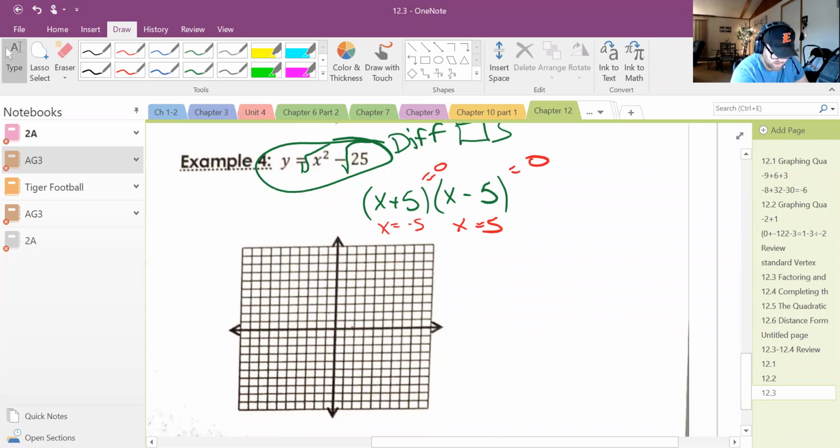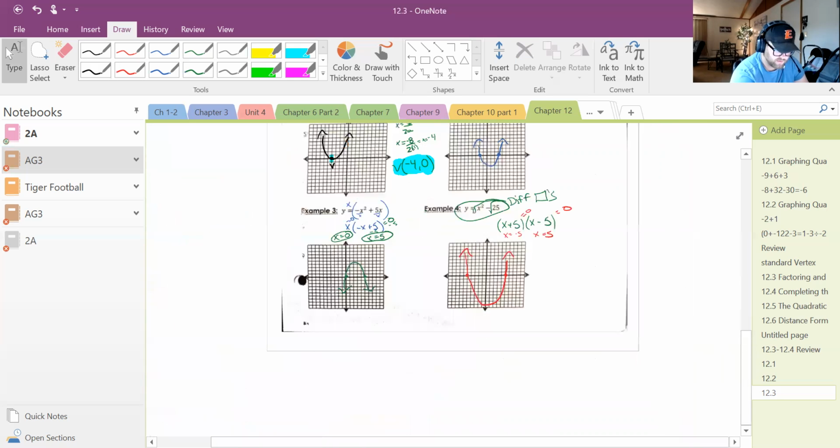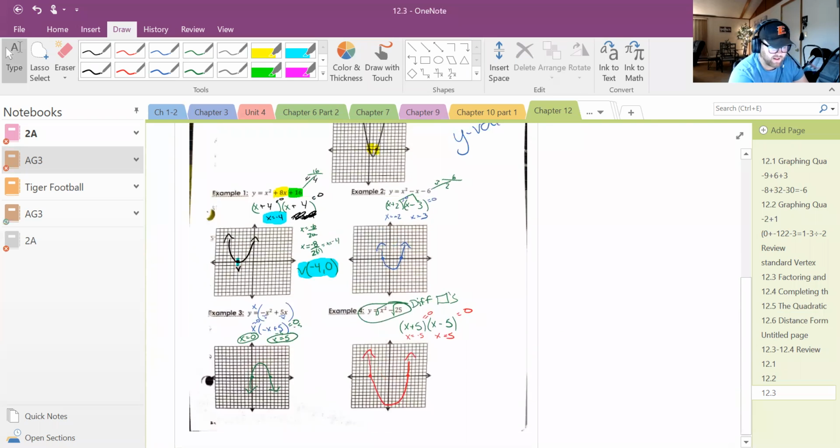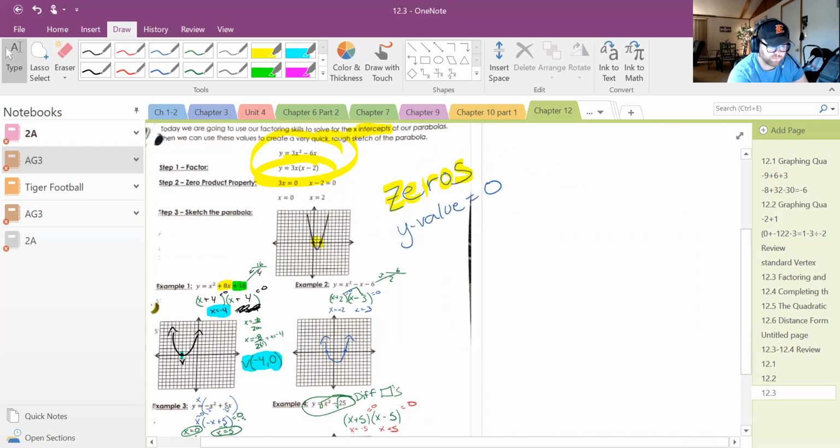So x equals -5 and 5, so 1, 2, 3, 4, 5 on each side, and this opens up. So there we go, there's our rough sketch. That's it. That's all you're doing. On the homework, it's just evens. Don't worry about anything else. Don't find the vertex like we did over here. Just give me x-intercepts and sketch. That's all they want you to do. It's really quick. All you do is factor, set each factor equal to 0, and solve for x.